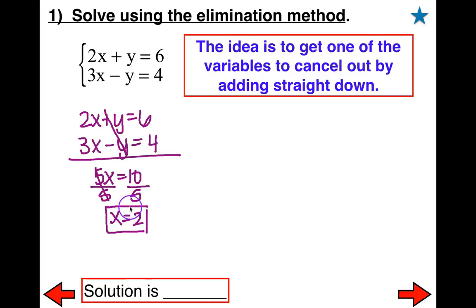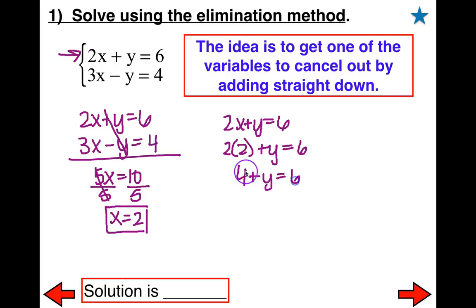You need to just figure out what y is, so you get to plug it into either of these equations. I'm just going to choose the first one. So we're going to do 2x plus y equals 6. You're going to substitute 2 in for x, so you're going to have 2 times 2 plus y equals 6. 4 plus y equals 6. Solve for y by subtracting 4. Now I'm left with y equals 2.